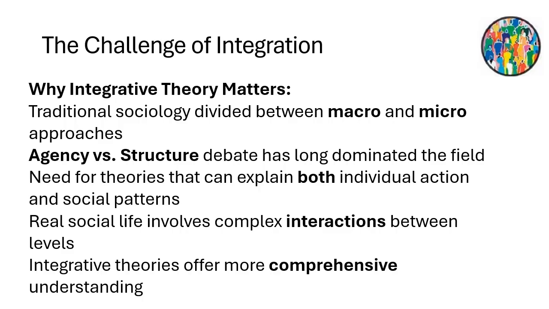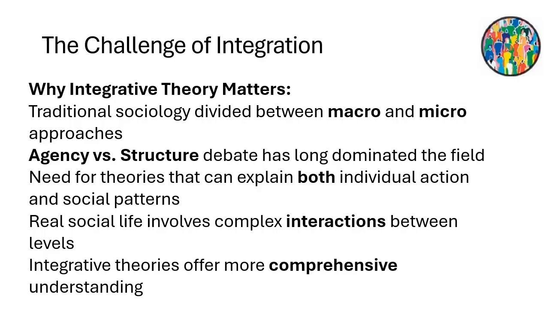Before diving into specific theories, it's important to understand why integration matters. Traditional sociology has been divided between macro approaches that focus on large-scale structures and institutions, and micro approaches that examine individual interactions in everyday life. The agency-structure debate has been central to sociology. Do people shape society through their actions, or does society shape people through its structures?